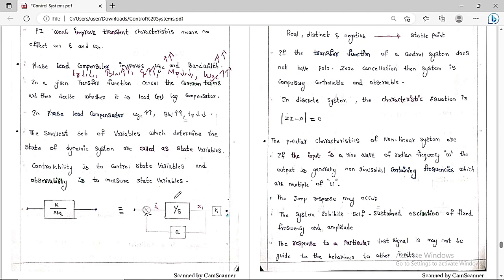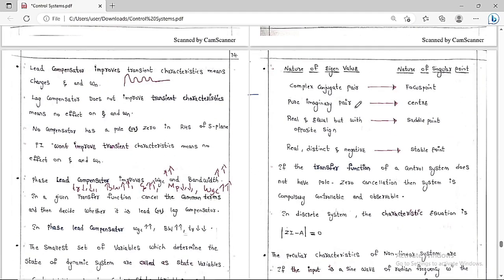I already told you this important point. The next point is the nature of the eigenvalue and the nature of the singular point. For a complex conjugate pair, we get the focus point. For a pure imaginary pair, we get the center. For real and equal but with opposite sign, we get the saddle point. And for real, distinct and negative, we get the stable point.